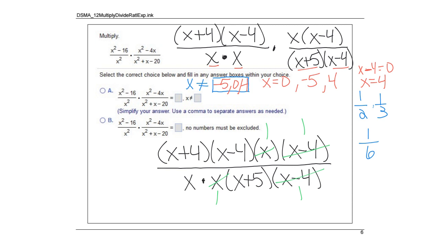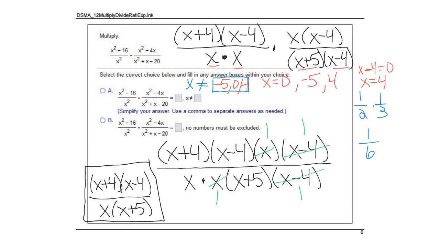And so when I go to write my answer, this is my simplified answer. So this goes in the first box here because that's as simplified as I can get on this one, because I got rid of everything that was in common. And then I also have to answer my exclusions. All right, let's head to part 2.